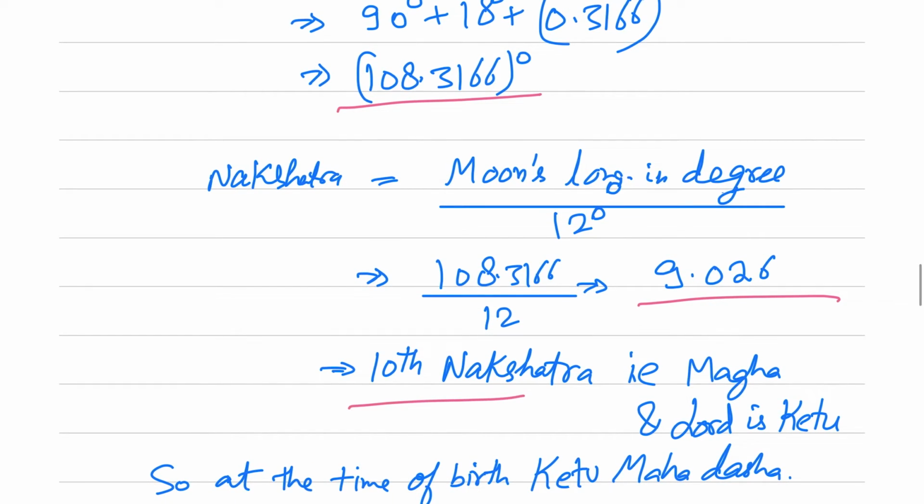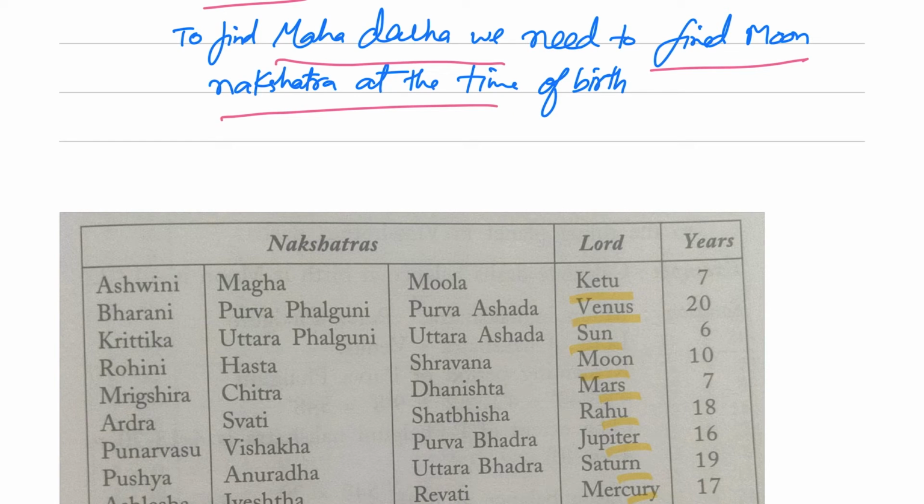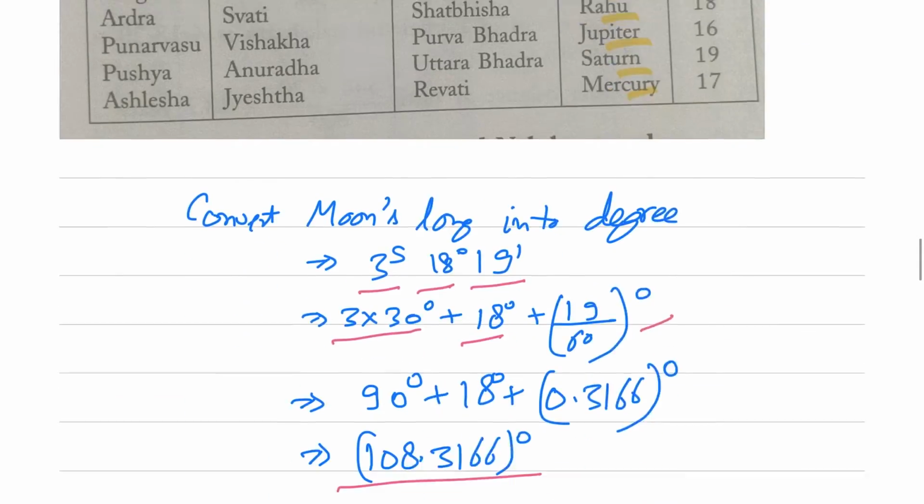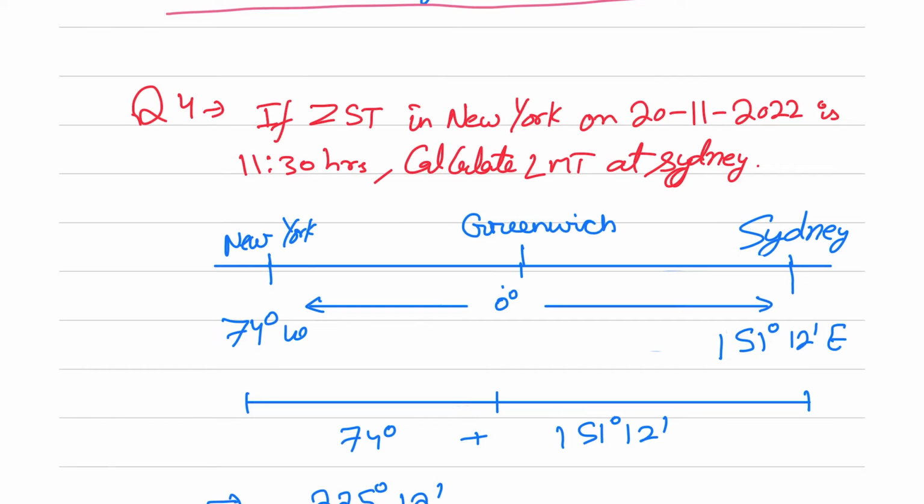So the 10th nakshatra is Magha and the lord of the nakshatra is Ketu. So at the time of birth, Ketu Mahadasha is running. It is 9 here and this is the 10th one. Magha, and the lord is Ketu. Now let's take another question.